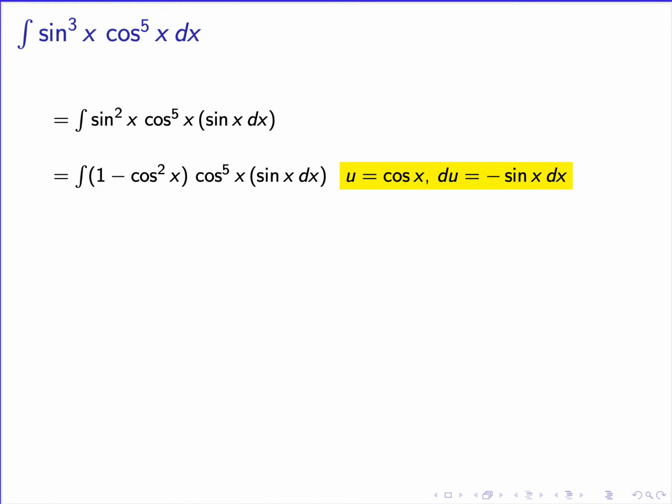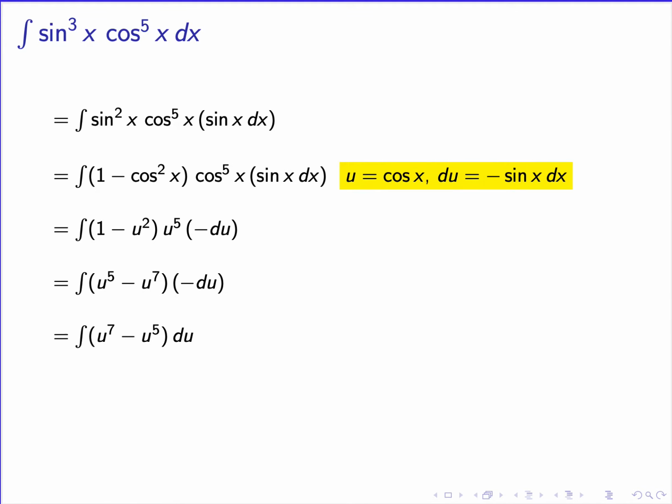Let u equal cosine x, and du is going to be minus sine x dx. And so we can rewrite it like this. Distribute that 5 across. Distribute that negative into there. And that gives us this for our answer, and putting it back in terms of cosine gives us this.